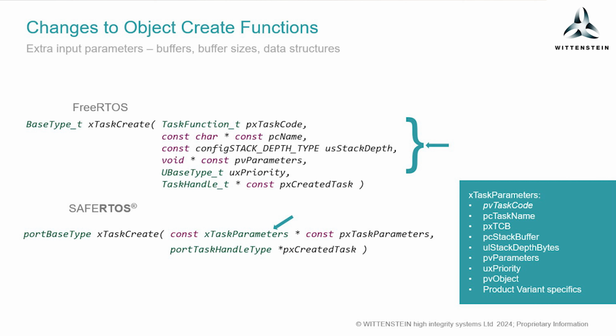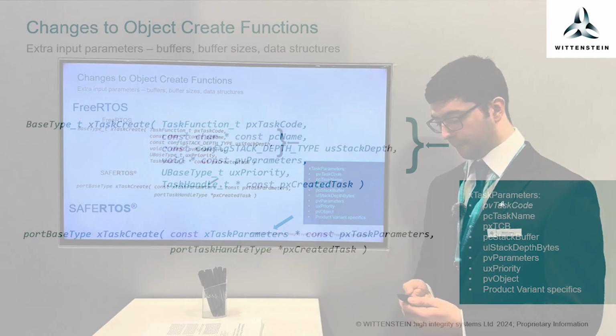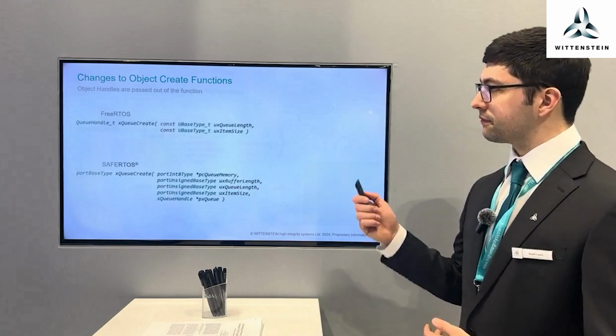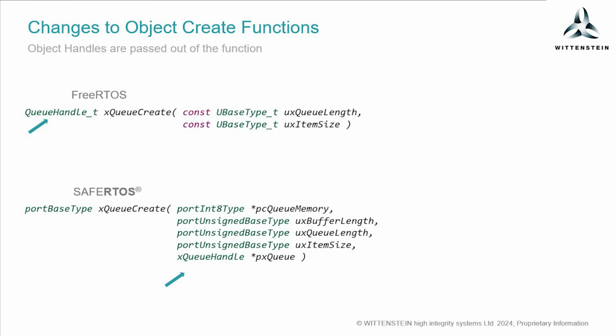So one of the key things that I mentioned earlier, in FreeRTOS, we are passing in the size of the stack for the task. In SAFERTOS, we are still passing in the size, but we're also passing in a pointer to that stack buffer so that the application is supplying the space necessary for that task. There's a kind of similar story for queue create. So there's a few more items here in the SAFERTOS API function.